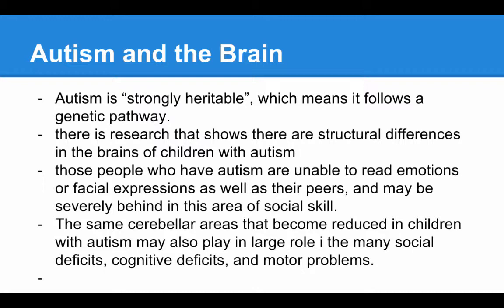Autism and the brain. Autism is strongly heritable, which means it follows a genetic pathway. There's research that shows there are structural differences in the brains of children with autism. The same cerebral areas that become reduced in children with autism may also play a large role in social defects, cognitive defects, and motor problems.